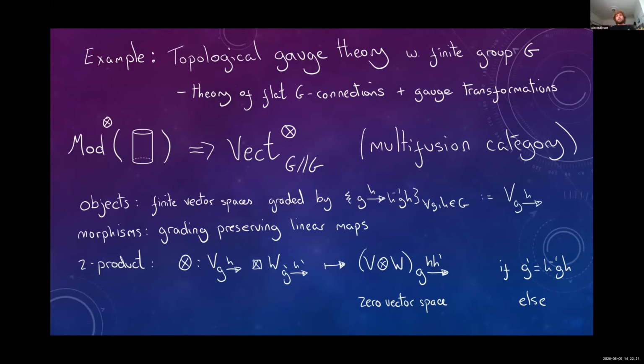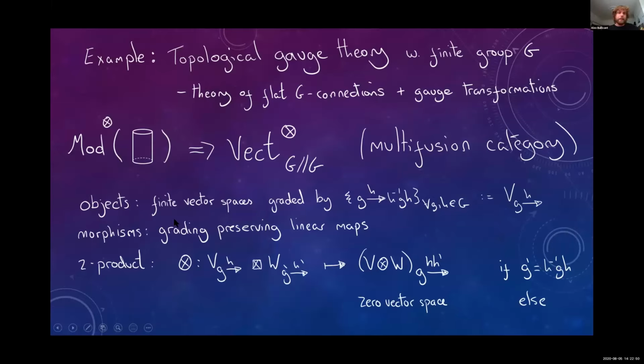Okay, so in Clement's talk, he was talking about topological gauge theory with a higher group, but also he mentioned the finite group case, and we can apply this construction quite nicely in this setting. And in particular, what we find is that if we calculate the 2-vector space of the cylinder in this topological gauge theory of a finite group, then we find the following multi-fusion category is our 2-algebra.